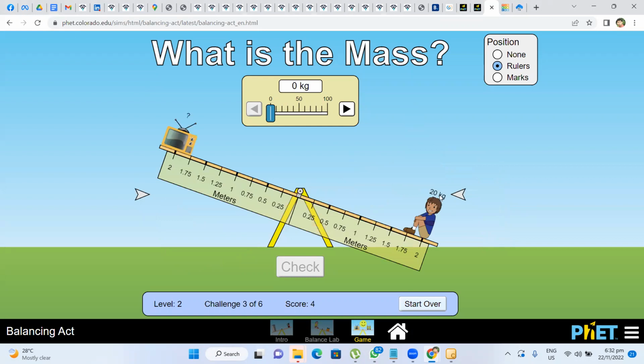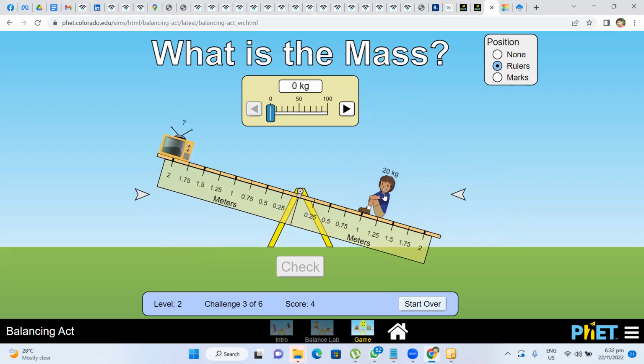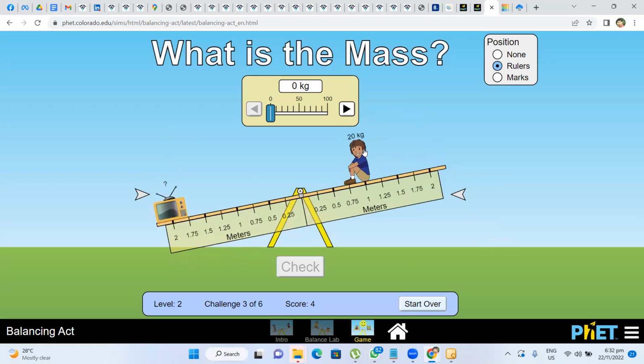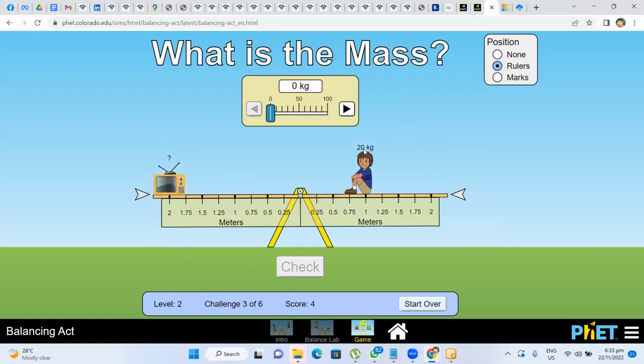So then what can we do? We can move the person a few more steps. No. A few more steps. Still no. A few more steps. Still no. One. Balanced. Then what is the mass of the TV? 2 into TV equals 1 into 20. Then what is the mass of the TV?